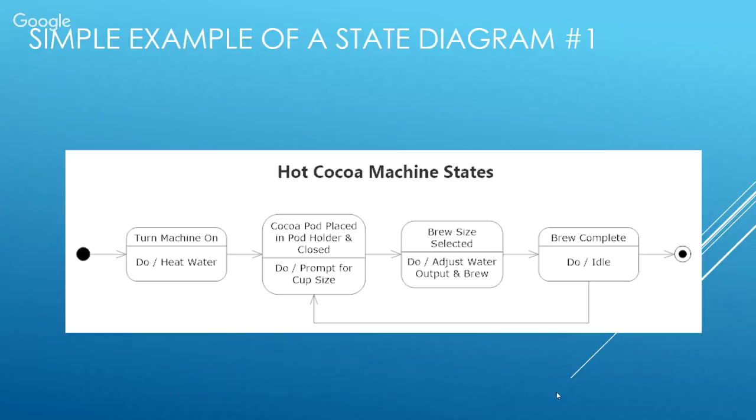So here's just a fun, simple little example of one for a hot cocoa or hot chocolate machine. You're going to turn the machine on, that is the event, and then the action is to heat water. The next state would be that you've put the cocoa pod in the holder and closed it, and it's going to prompt you for the cup size as the action. Then the next state is your brew size is selected. You're going to adjust the water output in the brew, and then your brew is going to be complete. It's going to idle, or you can go back and put another one in to get a second cup.